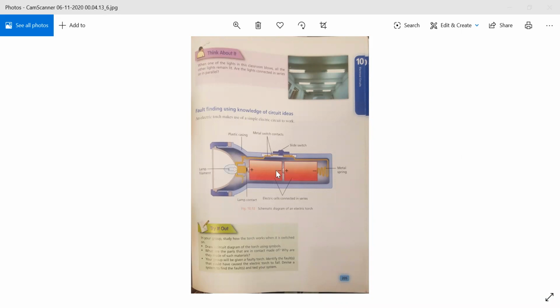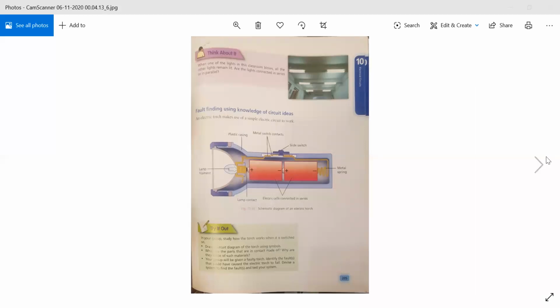Otherwise, if any breakage comes here, it will not light up. For example, if the metal spring somehow breaks, the current will obviously not go to the slide switch from which we can switch on or switch off. So if any break comes here, the torch will not light up.